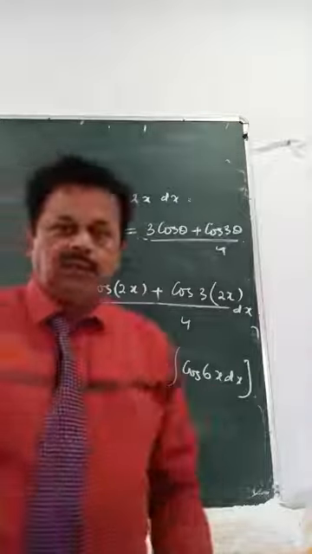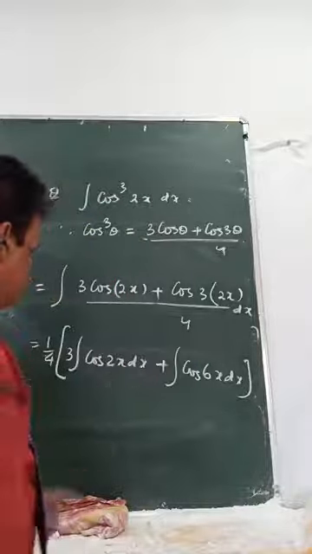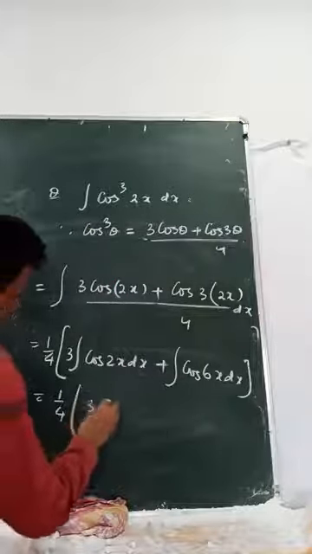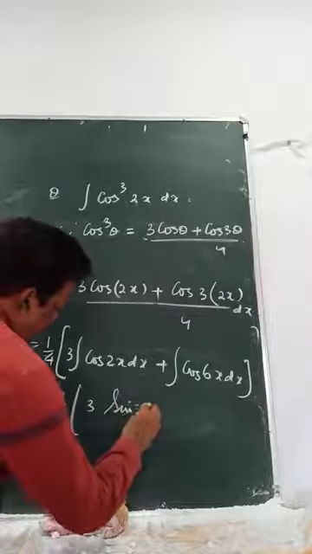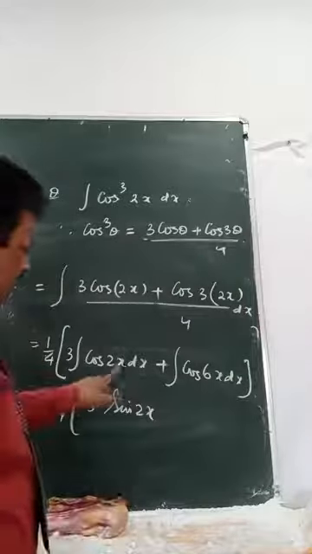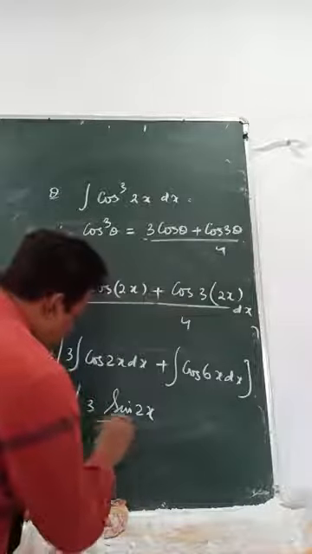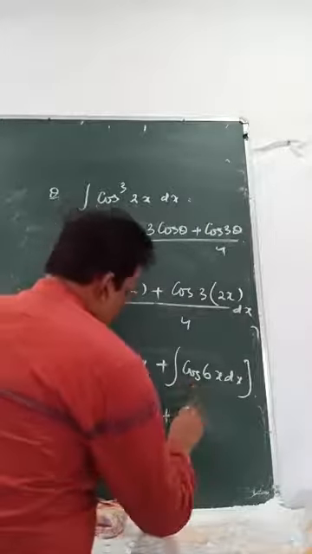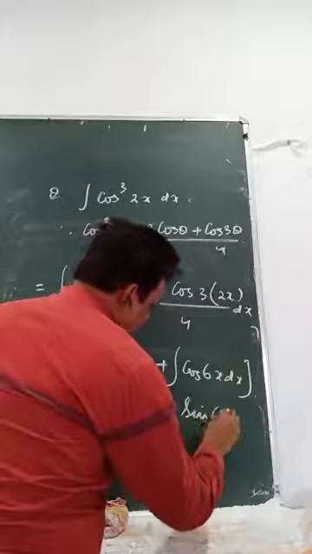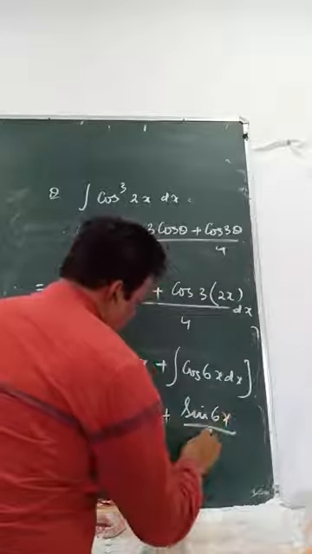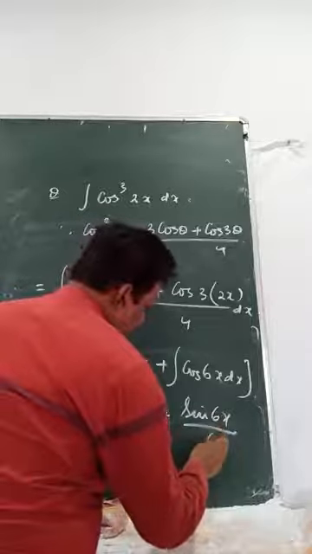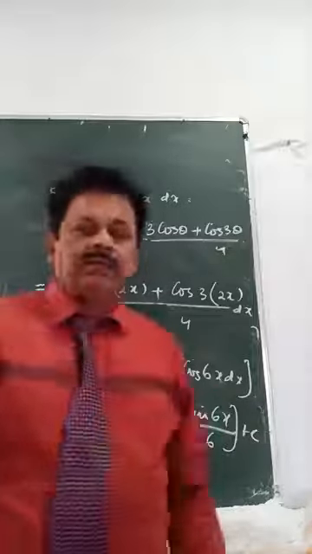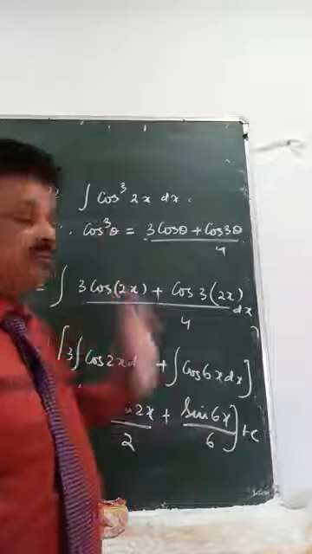Okay, now what to do? What is the integration of cos? So 1 by 4, 3 times sin 2x, but for 2x's derivative we have to divide by 2, plus cos's again sin 6x, 6x's derivative is 6, plus c. So we discussed sin square, cos square, sin cube, cos cube.